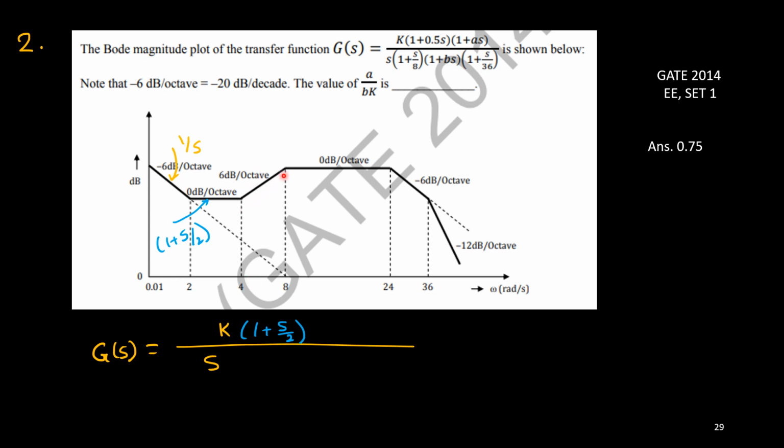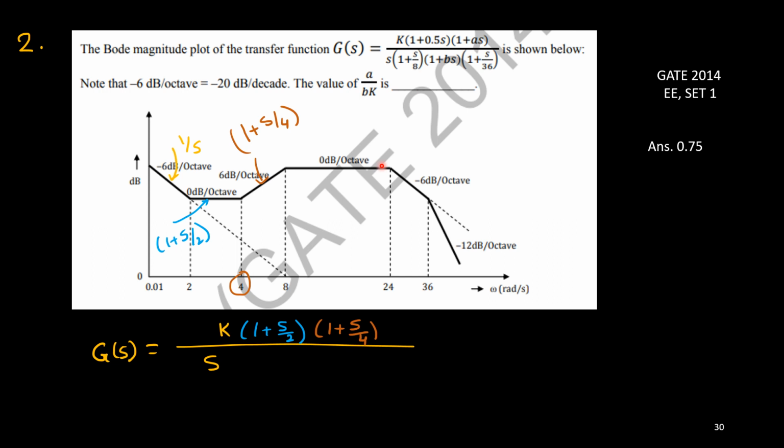Then this point. Again, it is increasing. From 0 dB, it is now getting 6 dB, so 6 dB more. Positive slope means one more zero. So there is one more zero at this corner frequency. So I can write 1 plus s upon 4. Now it is reduced. Whenever there is a reduction in the slope, that is due to a pole, and whenever there is an increment in the slope, that is due to a zero.